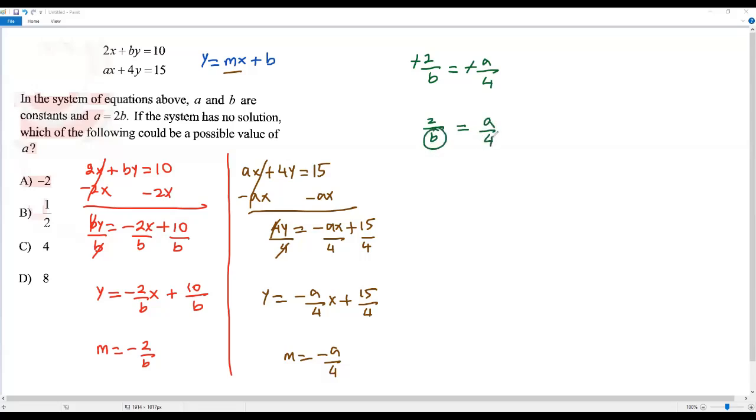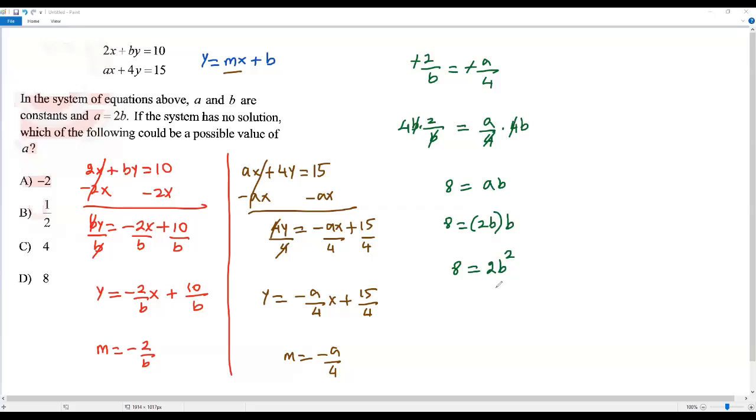To get rid of the denominator on both sides, I'm going to multiply both sides of this equation by 4b. So b will cancel out, and here 4 will cancel out. 4 times 2 is 8, and a times b is ab. From the given information, we have a equals 2b, so we can plug in 2b for a. So 8 is equal to 2b times b, which is 2b squared.